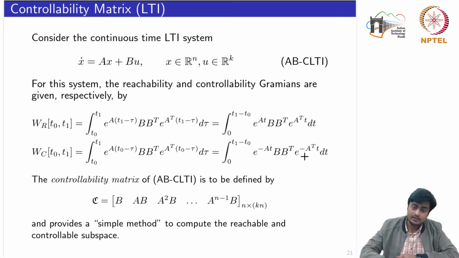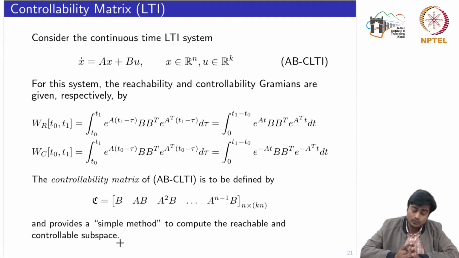Now in addition to that, we define another matrix called the controllability matrix of the pair A, B, which is defined by this symbol, and which is in the mathfrak environment: B, AB, A squared B, up to A to the power n minus 1 times B, where n is the dimension of x. The dimension of the controllability matrix would contain n number of rows and k times n number of columns. Okay, the multiplication of this k and n. So this provides a simple method to compute the reachable and controllable subspace.